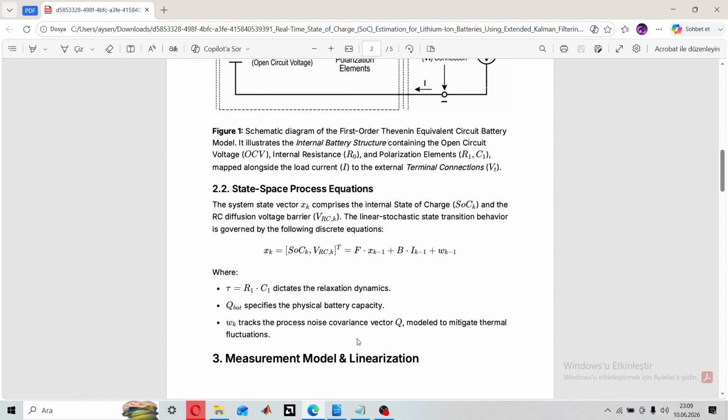Mathematically, our state vector xk comprises two primary internal states, the state of charge itself and the RC diffusion voltage barrier. Driven by the input current, the linear stochastic state transition behavior is governed by the discrete state space equation shown on the slides, where the T dictates the relaxation dynamics and Q beta specifies the physical battery capacity, and Vk tracks the process noise covariance vector modeled to mitigate thermal fluctuations.